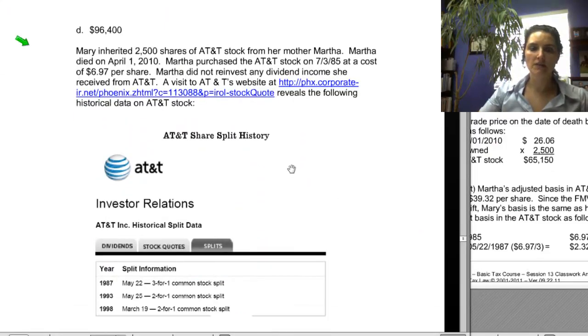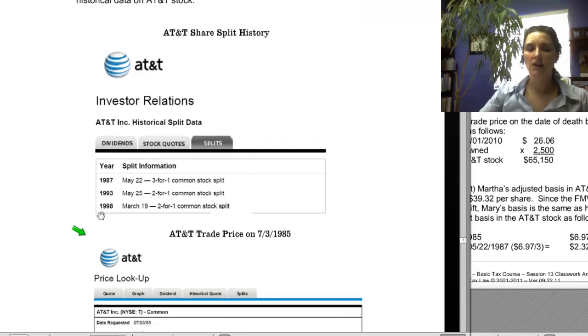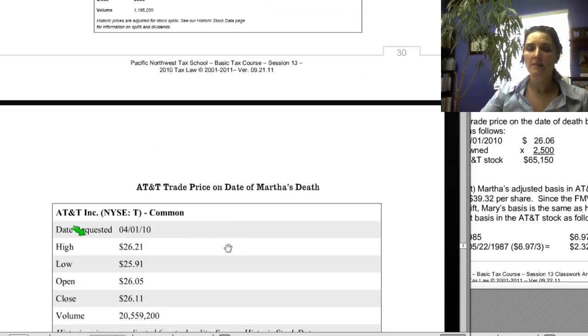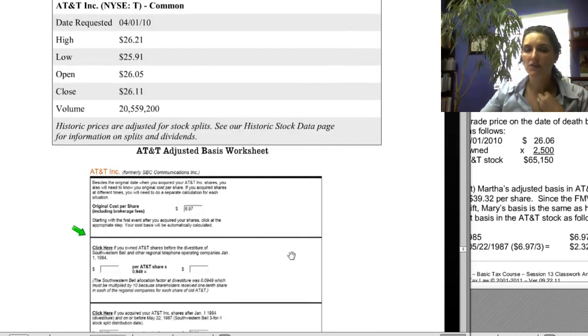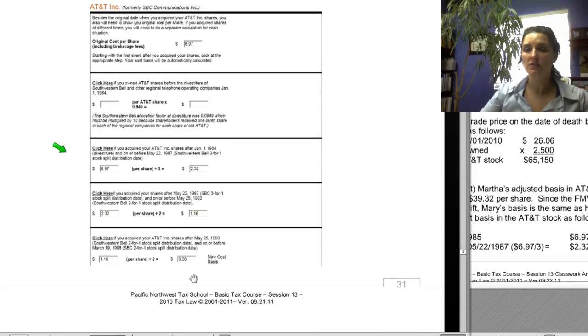Going back to our manual then, I essentially told you this historical split data, that there was on May 22 of 87 a 3-for-1, in 1993 there was a 2-for-1, in 1998 there was a 2-for-1. You're going to use all of that information to figure her cost basis. Well, the AT&T website already showed us that we got down to 58 cents per share. So what that means is that if Mary receives the shares as a gift from her mother, she's going to have to go to her mother's cost. And her mother's cost was $6.97 per share. But because of all of the splits, the actual net cost per share is only 58 cents. She's going to own 2,500 shares at a cost of 58 cents each.